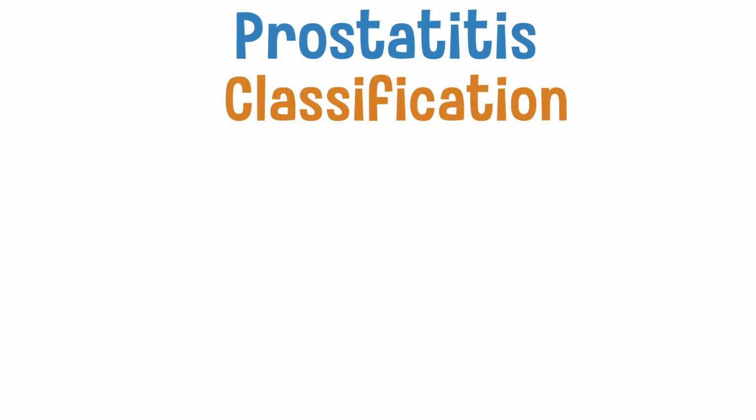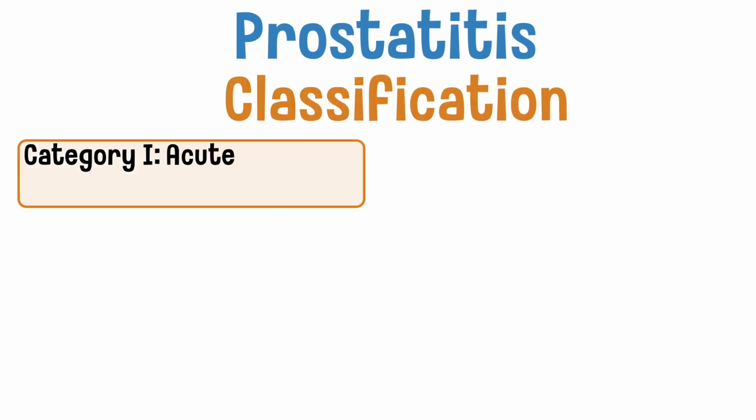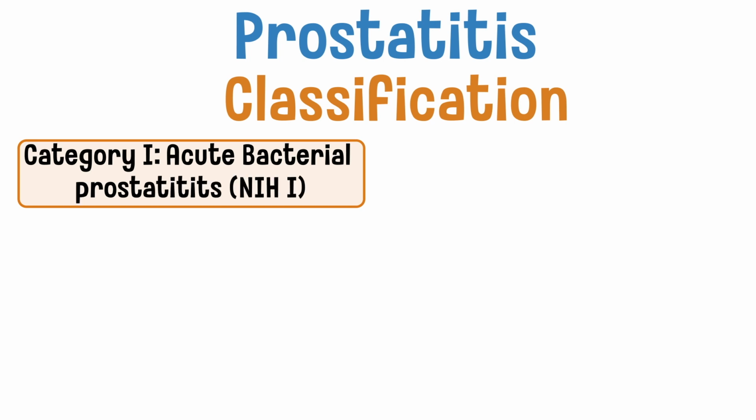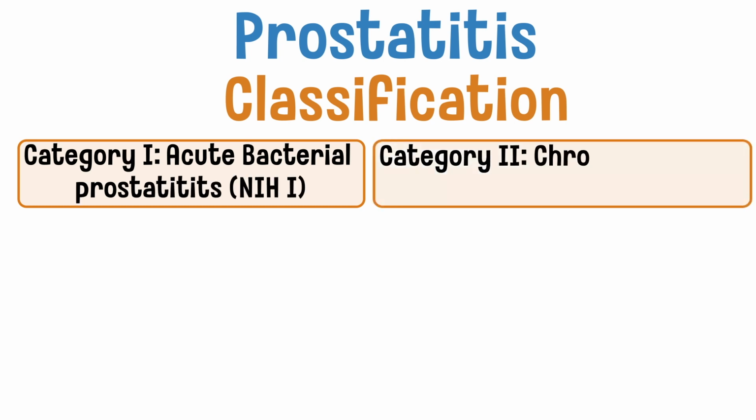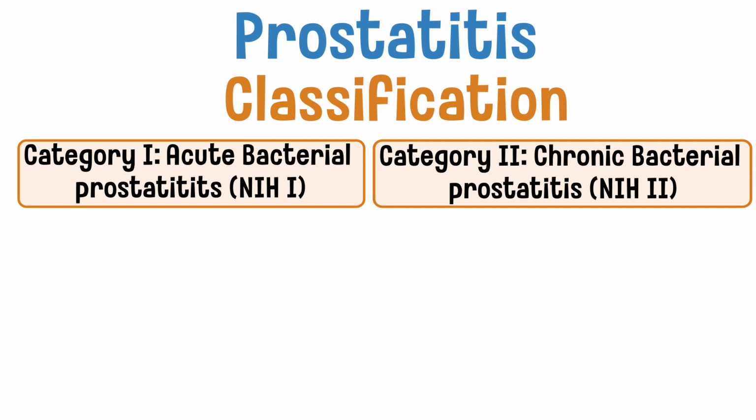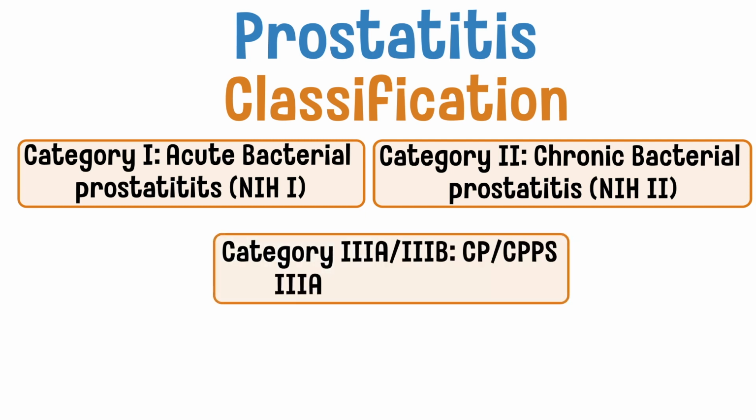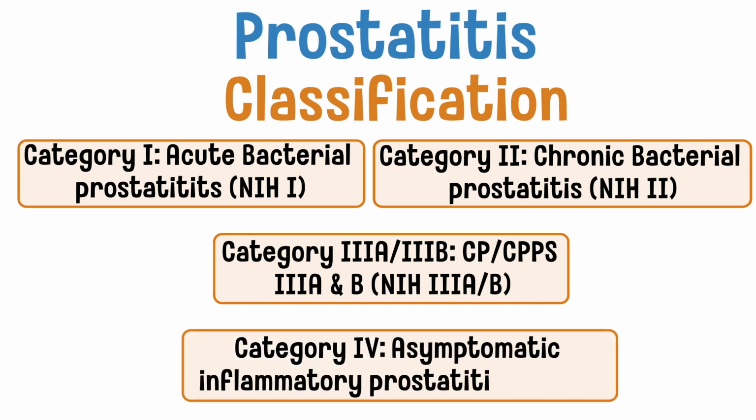Prostatitis is one of the most common urologic problems for men. It can be classified into 4 categories. Category 1 is acute bacterial prostatitis. Category 2 is chronic bacterial prostatitis. Category 3A and B is chronic non-bacterial prostatitis or chronic pelvic pain syndrome. And Category 4 is asymptomatic inflammatory prostatitis.